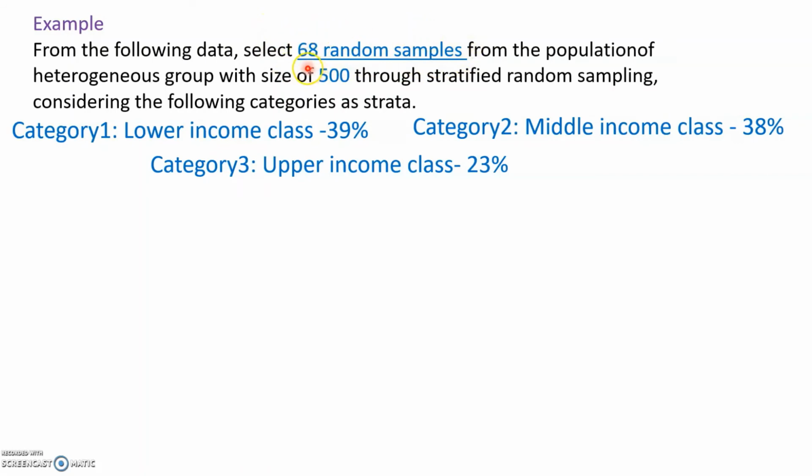Now, would you take all your 68 random samples from the lower income group only, ignoring the other two categories? You wouldn't do that. If you do that, your sample is not properly represented. And if I take all the 68 from category 3, then again your sample does not properly represent the entire population. So let's see how you can use the percentage technique for selecting samples from this population of 500, which is heterogeneous.